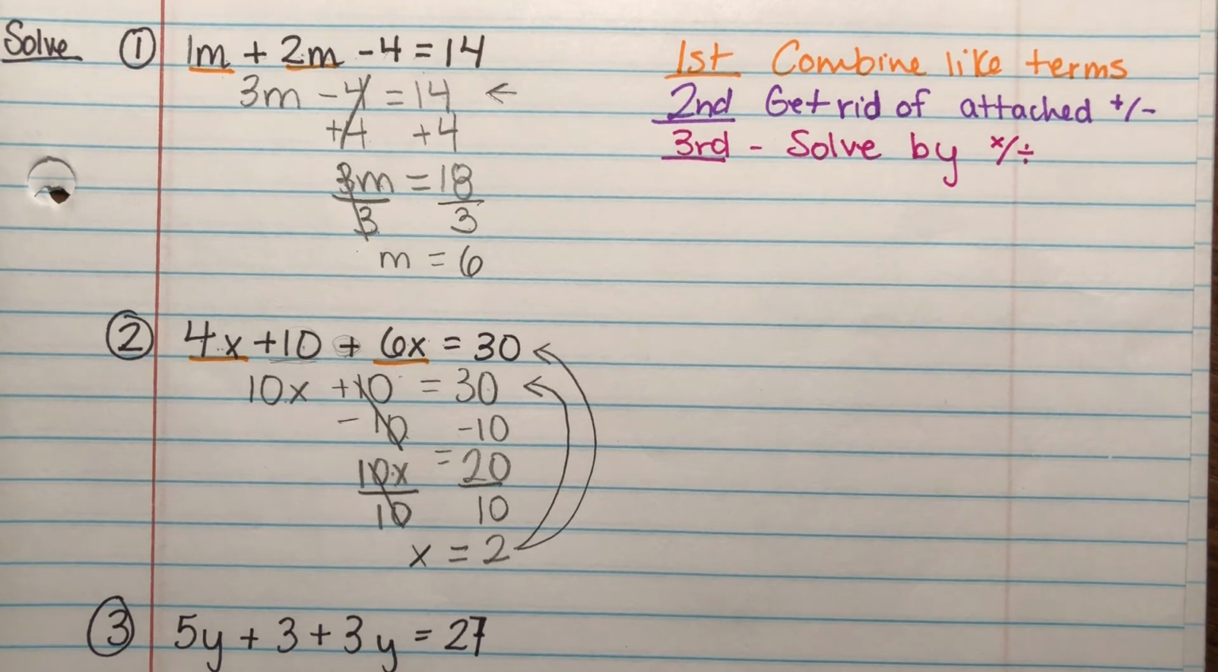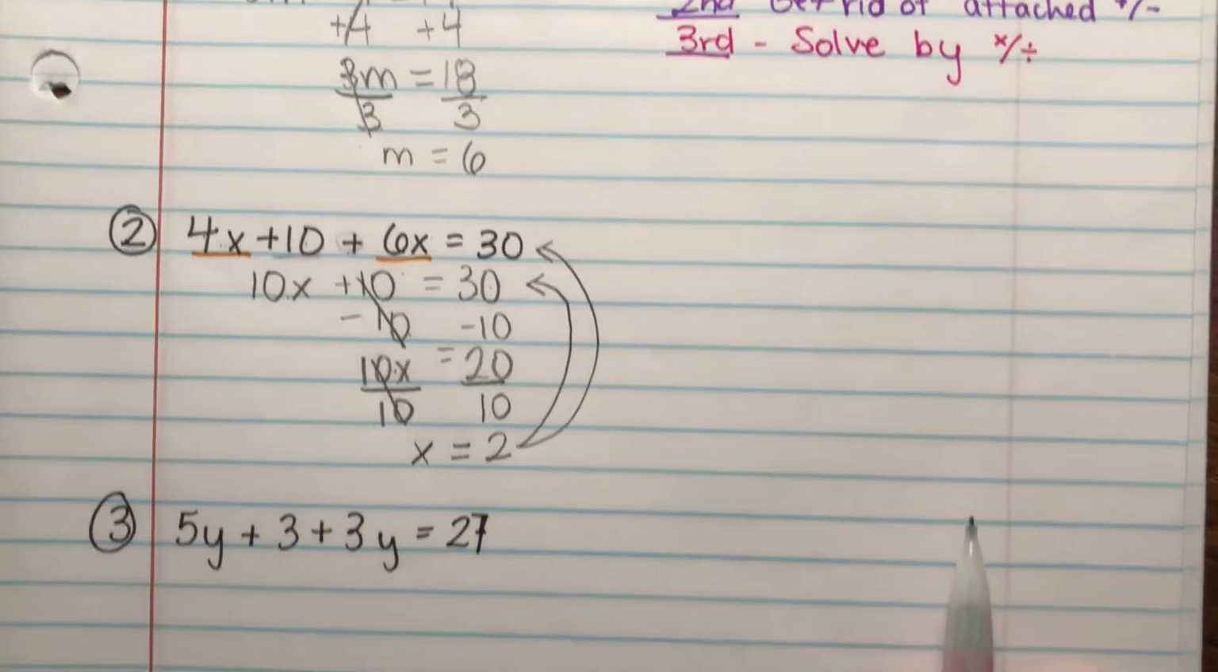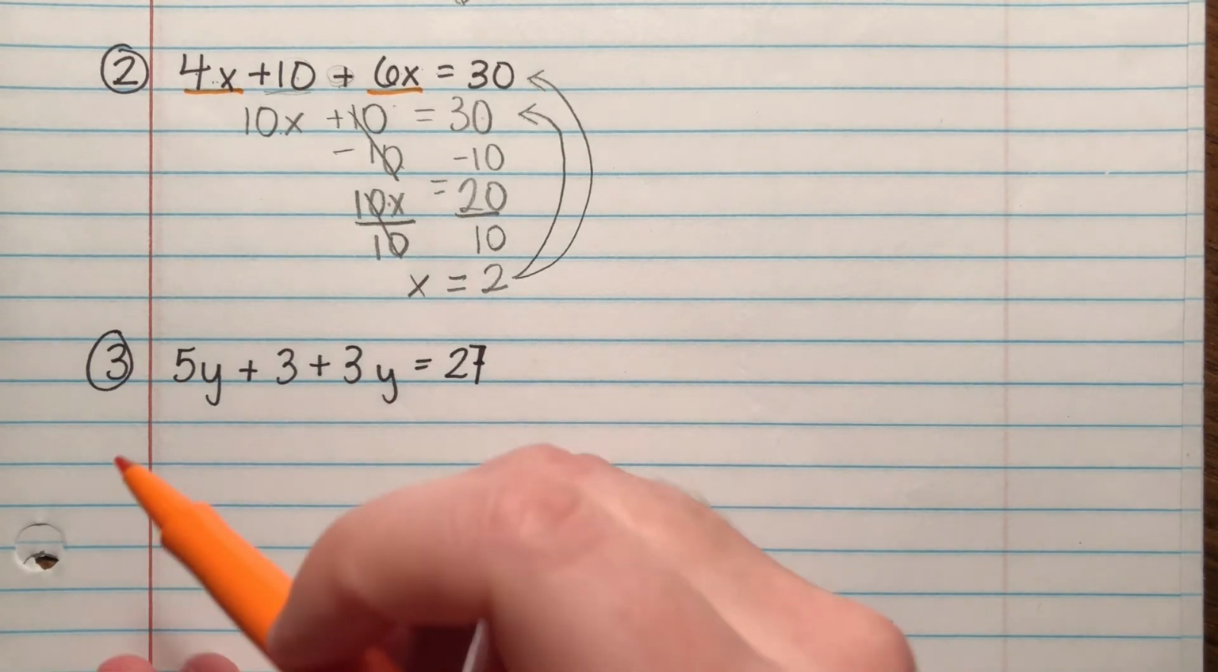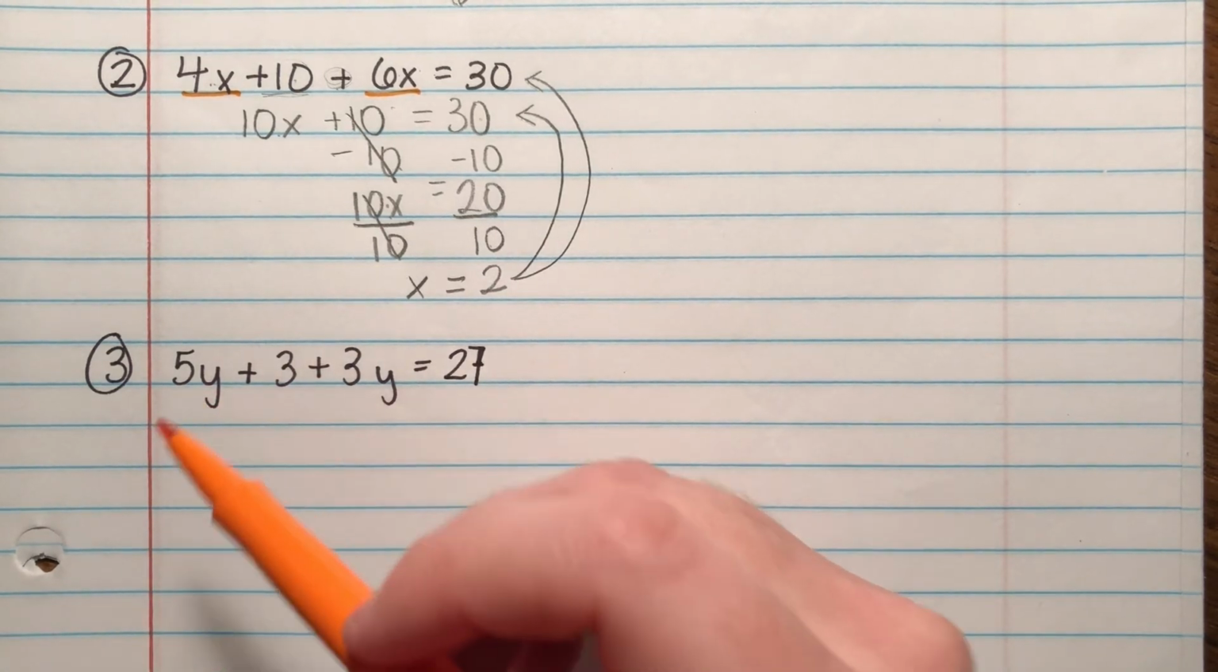Okay, let's try another one. And don't forget those steps up here, alright? So we have 5y plus 3 plus 3y equals 27. So let's look for any like terms. Do we have any more terms with a y in them?